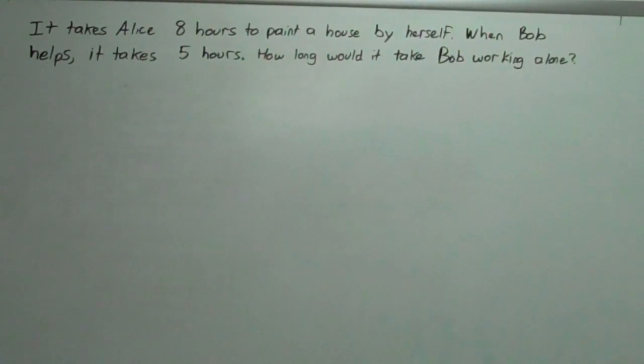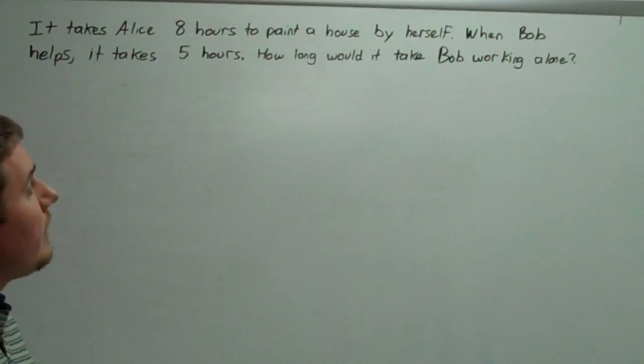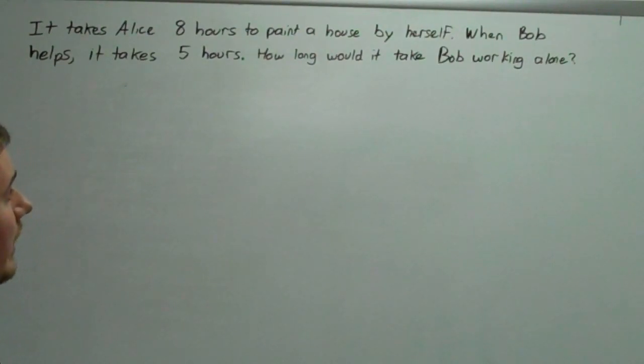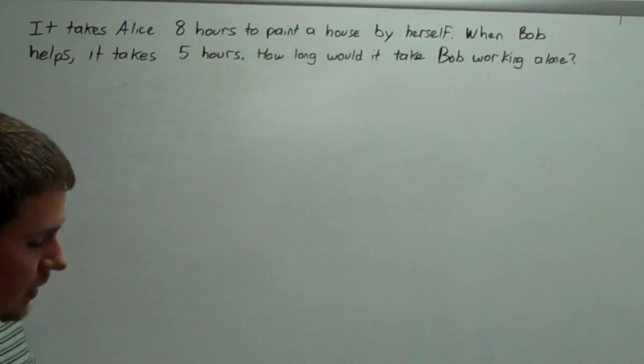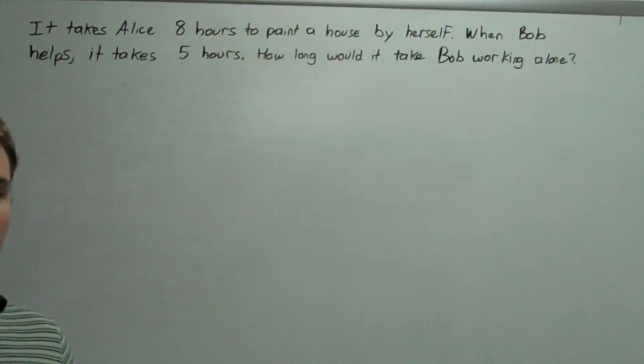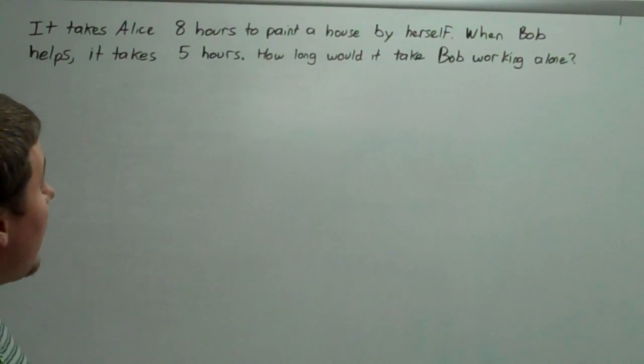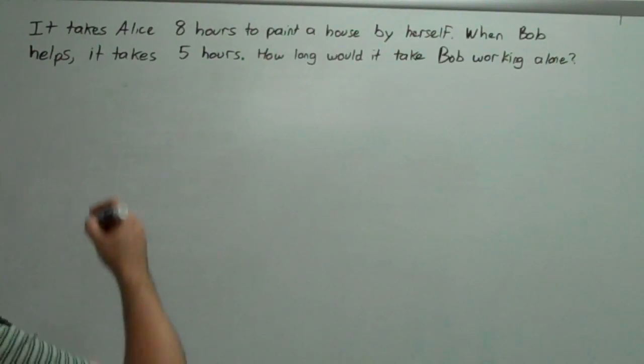Alright, for our next problem in our series on word problems, we're going to do a word problem about work. So it takes Alice 8 hours to paint a house by herself. When Bob helps, it takes 5 hours. How long would it take Bob working alone? Well, I'd like to talk about how much of a job they can complete in 1 hour.